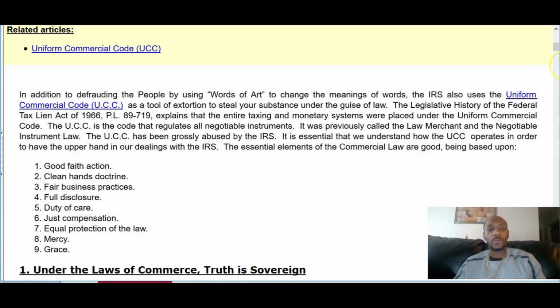Today we're going to talk about Uniform Commercial Code, dig a little bit deeper into that. I'm a little bit under the influence, aka under the weather, but I'm going to go ahead and get this work in and share this information that I came across.